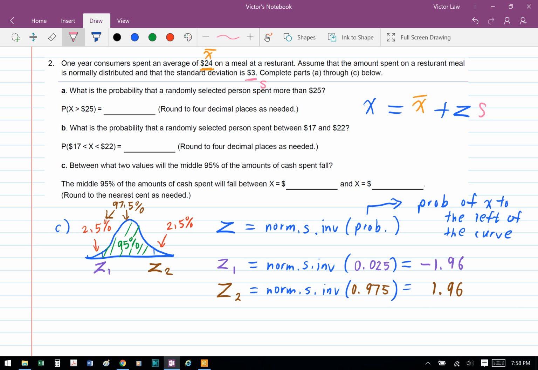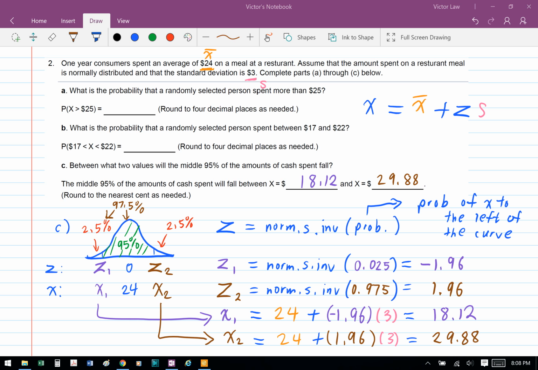Once we have the Z values, we can plug them into the formula X equals X bar plus Z times S, where X bar is the mean and S is the standard deviation. So for X1 we have 24 plus negative 1.96 times 3, which gives us 18.12, and for X2, the higher value, we have 24 plus 1.96 times 3, which gives us 29.88.